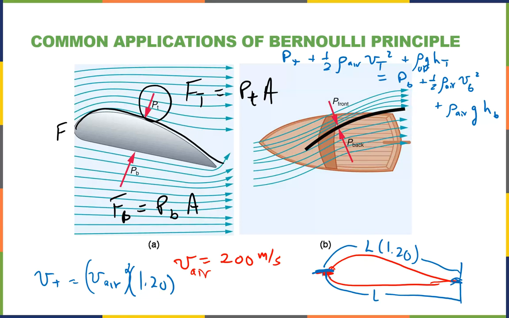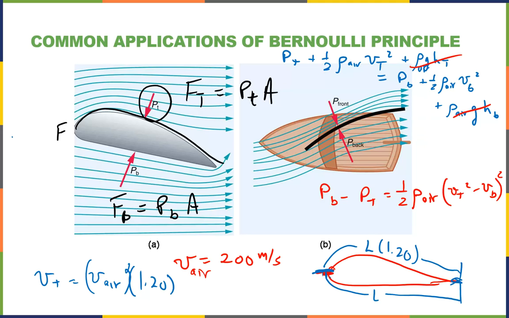The difference in height from the top to bottom of the wing is negligible. So we're just going to say that height bottom is equal to height top. So I can subtract those out of my equation. And then I just resolve that for pressure bottom minus pressure top equals 1/2 density of air times V top squared minus V bottom squared. Notice the top is going to be the positive. So that's the pressure difference between the top and bottom.